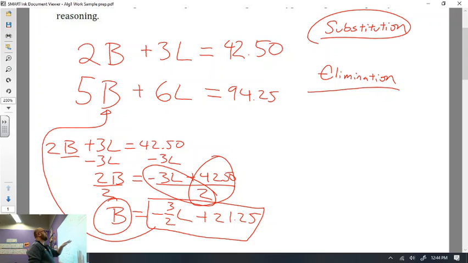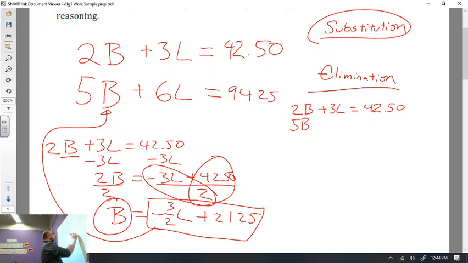Because when we're doing elimination, we just want to make sure that our B's are above our B's, our L's are above our L's, our equals above our equal, and our constants above our constant. So the way that we have it written here, we have 2B plus 3L equals 42.50.